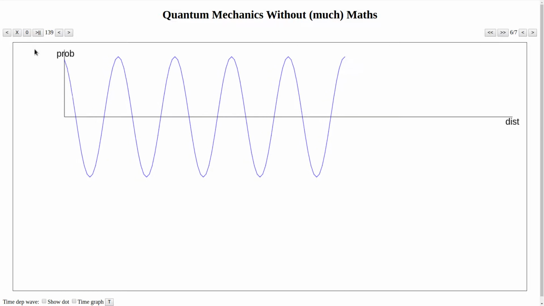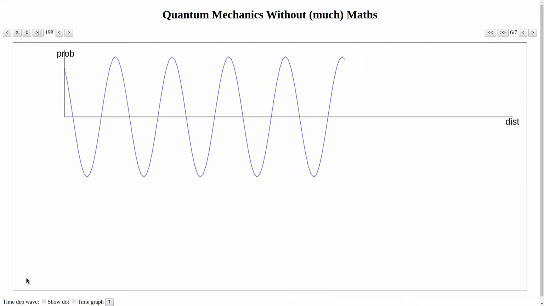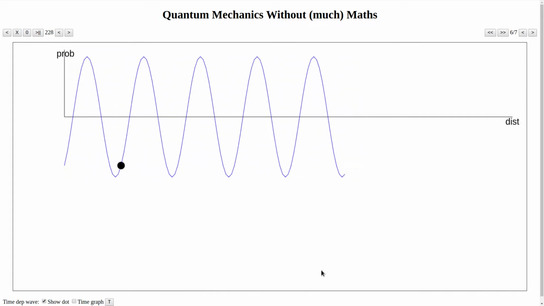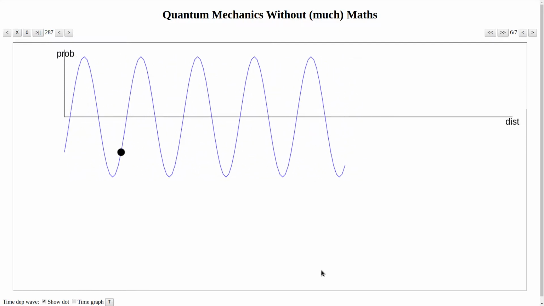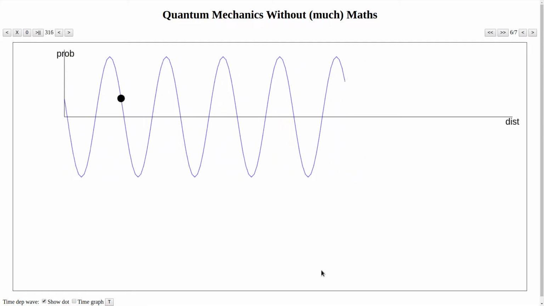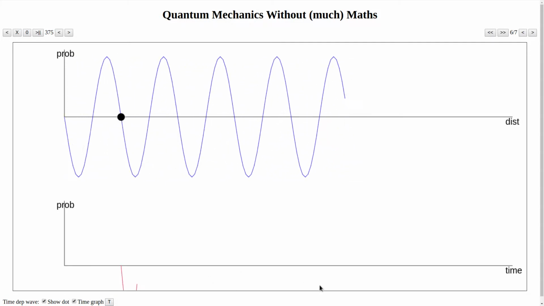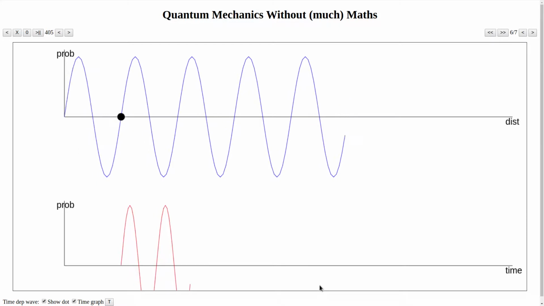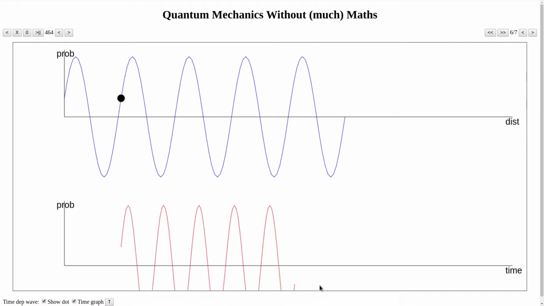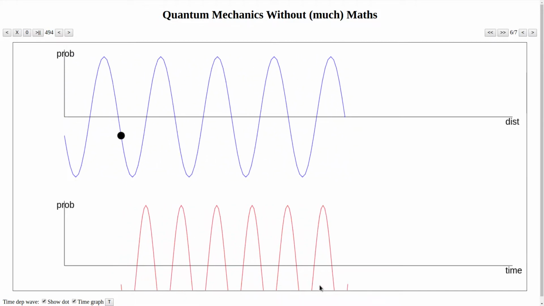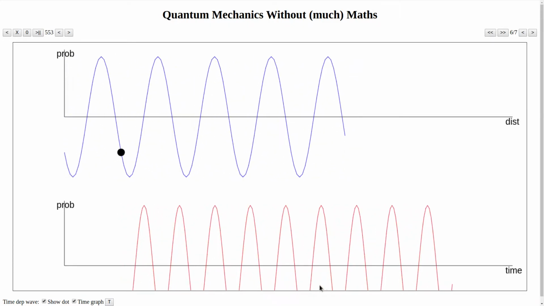Now we pick a particular distance along the horizontal axis. It doesn't matter which point, any one will do. The black dot moving up and down shows the way probability will vary at a particular location over time. So now we can plot the value of the dot over time. This is shown in the red curve. The horizontal axis for this curve is time rather than distance. It shows how probability is varying with time, and this is a wavy wave function as well.